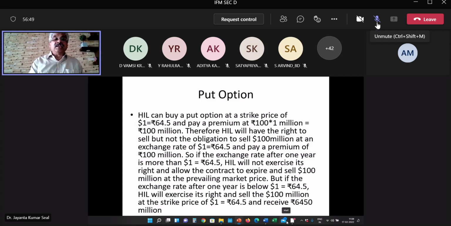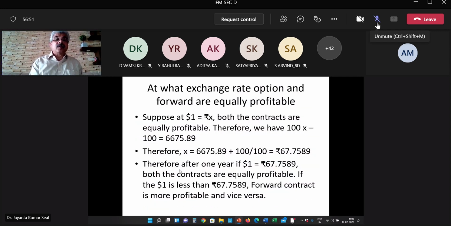So if the exchange rate is X, at that exchange rate both are equally profitable. How much money do you get at X exchange rate? 100 into X, but here you paid a premium, so the premium will be deducted from your receivable. In the earlier case, the premium was added to your payable, but in this case you have a receivable, so the premium will be deducted from your receivable. So 100 into X minus 100 million rupees must be equal to the forward price.